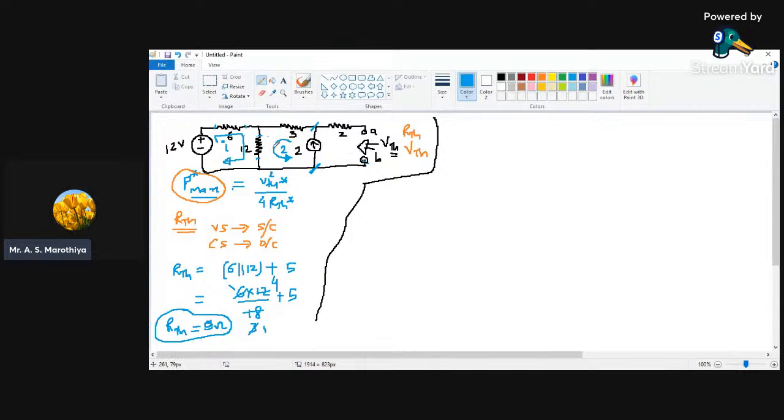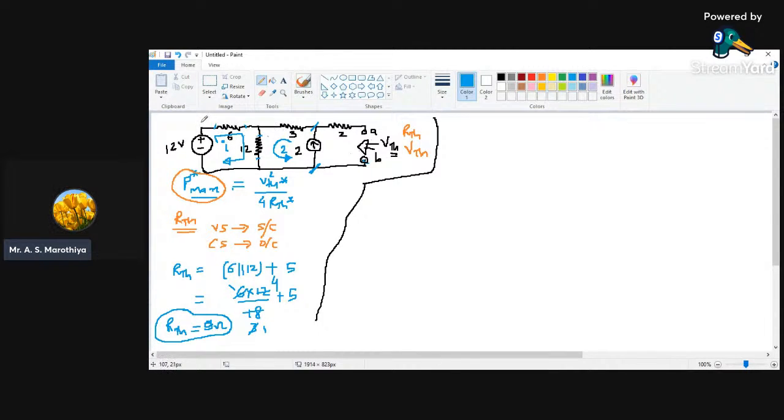So first of all, in order to calculate the value of this VTH, we have to calculate the value of this current I that is going to flow in this particular mesh. Once we know the value of this I, then we can apply Kirchhoff's voltage law in this mesh, which is nothing but mesh 2, to find out the value of VTH. So how to solve this?